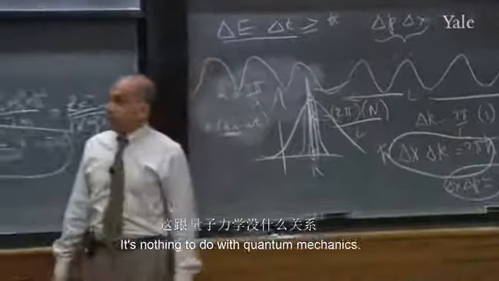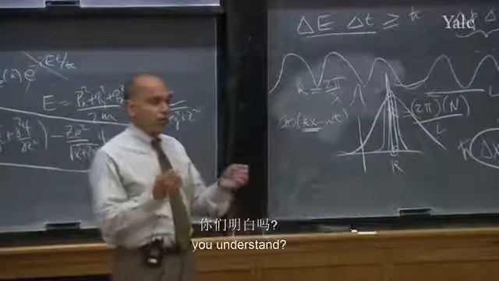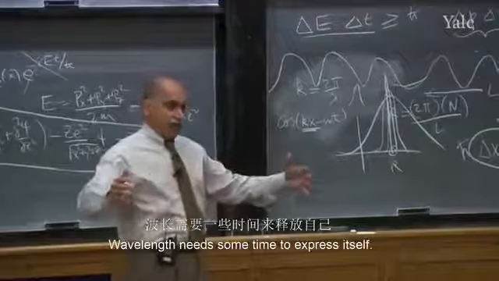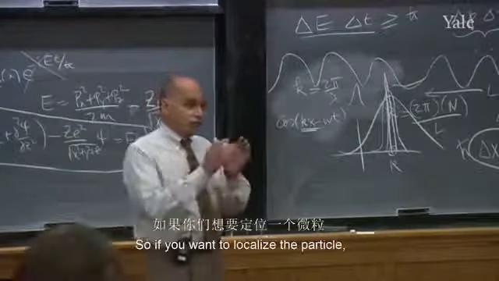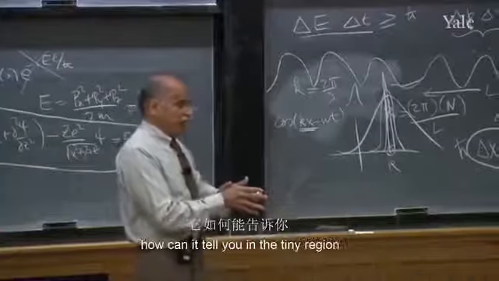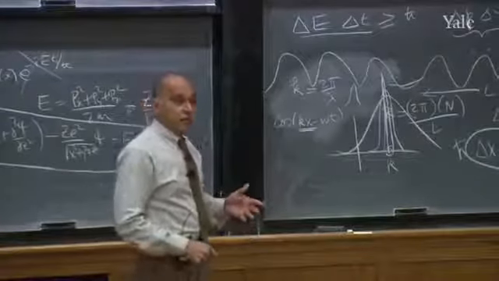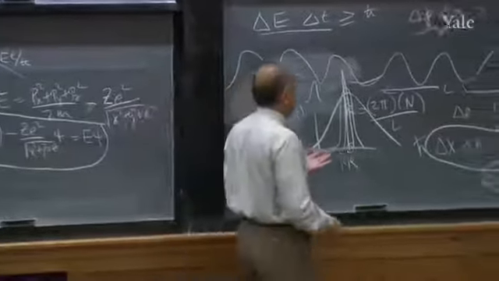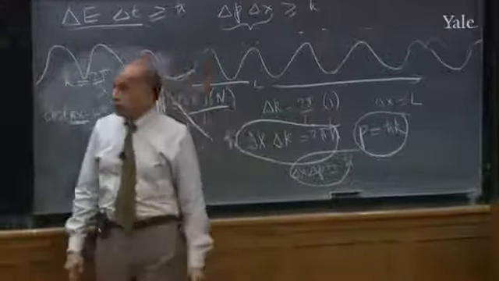This has nothing to do with quantum mechanics. It's just the incompatibility between two qualities. You understand? Wavelength needs some time to express itself. You cannot do it in a tiny region. So if you want to localize a particle, how can it tell you in the tiny region what its frequency of oscillation is in space? So once you concede that wavelength is connected to momentum, you cannot escape the uncertainty principle.